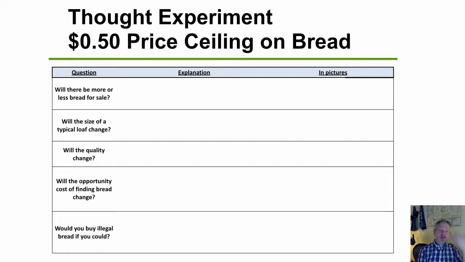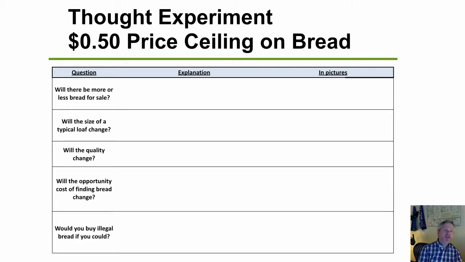All right, so let's do a little thought experiment with bread. So let's assume that the price of bread is getting very expensive. There's inflation in bread prices really quickly. So the government decides that we're going to set a price ceiling of 50 cents per loaf of bread. This is about half what a generic loaf of bread costs, the cheapest bread at the grocery store.